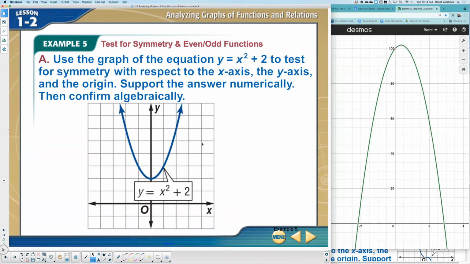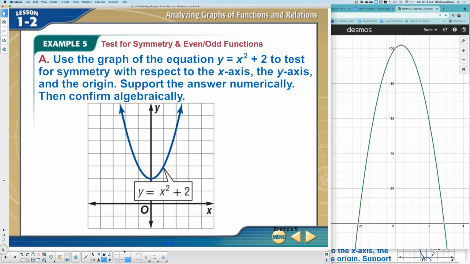Okay, so here we go. Example 5a here. It says use the graph of the equation y equals x squared plus 2 to test for symmetry with respect to the x-axis, y-axis, and the origin, and then support the answer numerically, then confirm algebraically. All right, I'm not going to get into all of that, but let's just talk about symmetry. What kind of symmetry does this have? What would reflect? It's an even function because it's symmetric with the x-axis, y-axis, or origin?